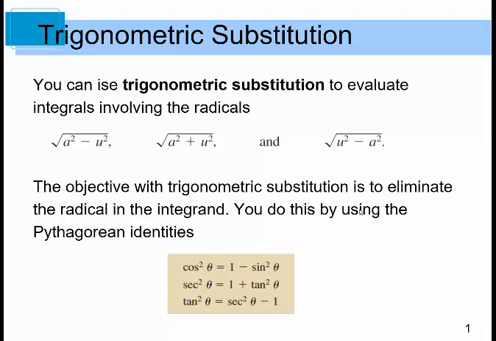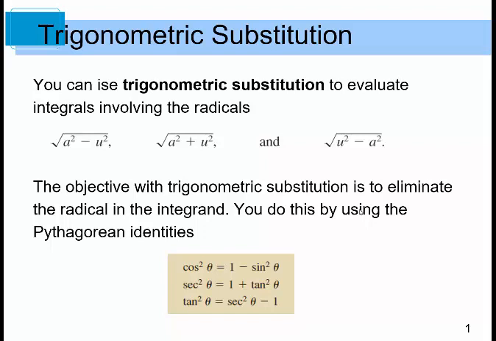Hi class, I wanted to do a quick video for you guys on section 7.3 from the textbook, talking about trigonometric substitution. When you first see this type of method, it looks kind of confusing because there's all these radicals and these crazy integrals, and then we're substituting in for trigonometry.